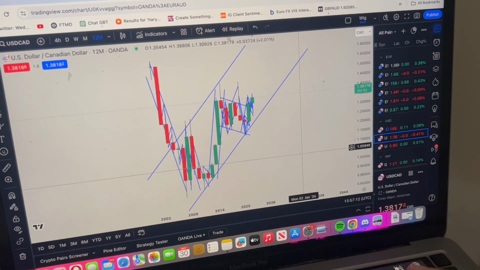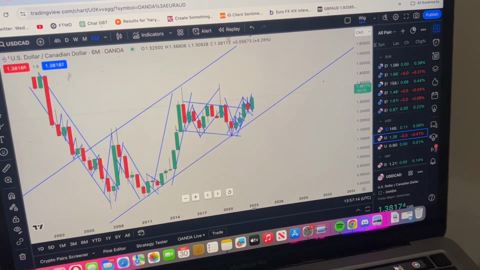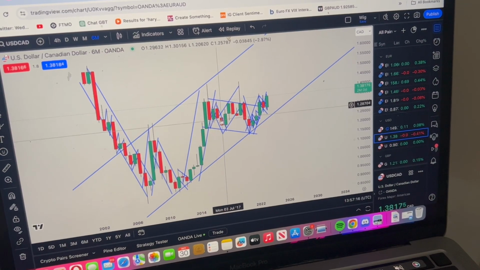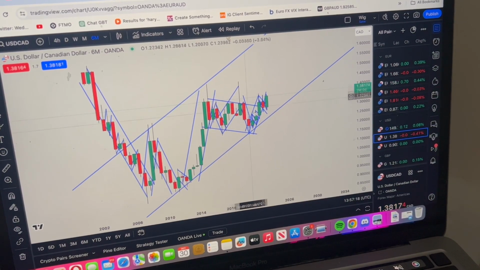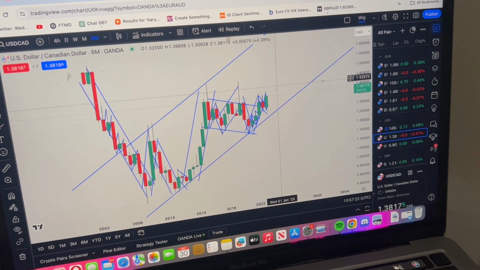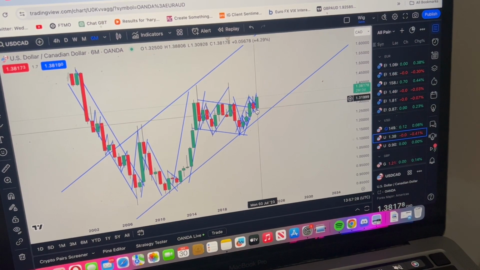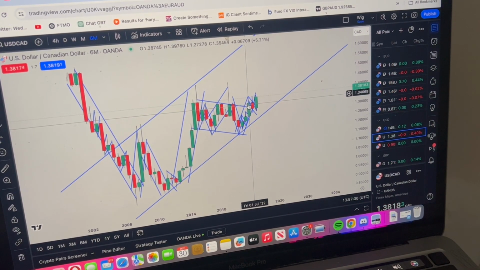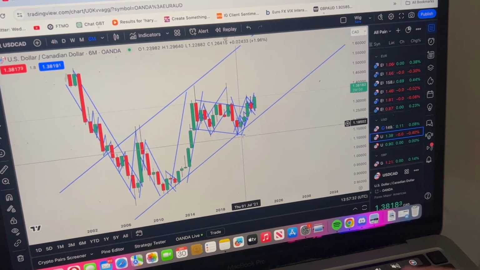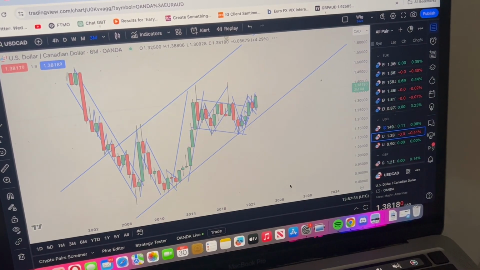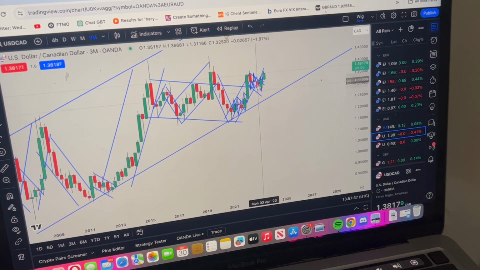So then I'd go down to the 6th month, and you see within this pattern, there's all these little patterns, but we've just broken out of this pattern. So price now is looking to, obviously it's gonna take a long time to get there, like I'm talking years to get up here, but it's been years stuck in this pattern, but it's broken out of here last year.